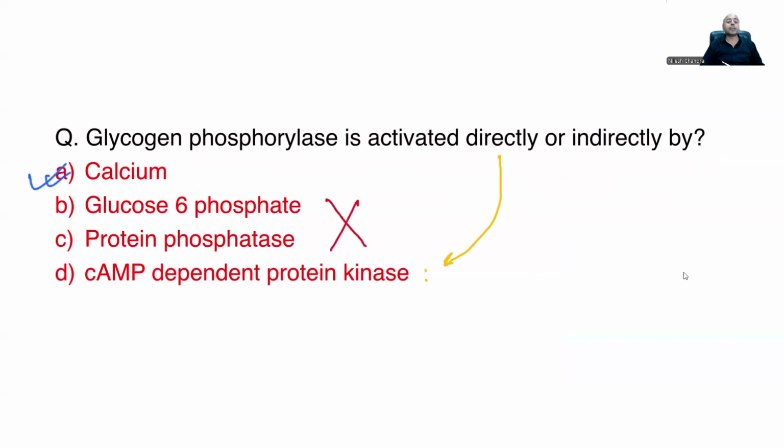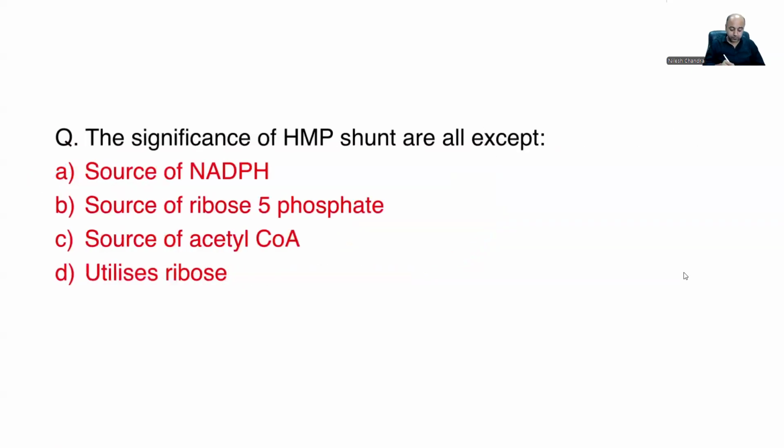Both direct and indirect activation is done only by calcium. Calcium can bind itself or it can bind to the calmodulin and it can act indirectly also. So glycogen phosphorylase is activated both directly and indirectly by calcium. We'll talk about the details of glycogen metabolism separately. We also have to discuss the glycogen storage disorders there. So we have a separate video talking about the glycogen synthesis, breakdown, and the glycogen storage disorders.